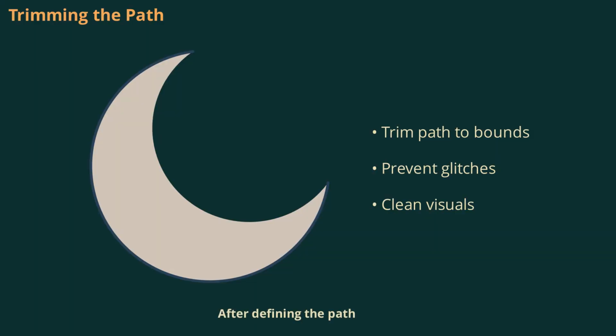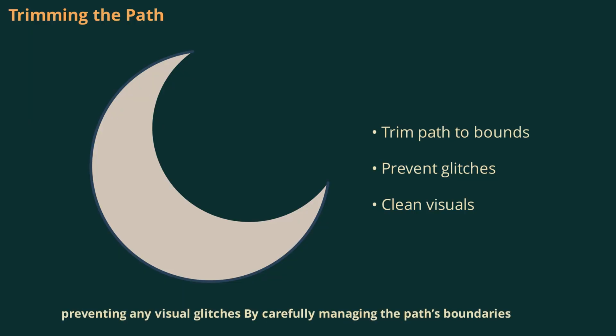After defining the path, you can trim it to fit within the slider's bounds using path operation difference. This ensures that only the visible part of the track is drawn, preventing any visual glitches. By carefully managing the path's boundaries, you maintain a clean and professional look no matter how the slider is used.